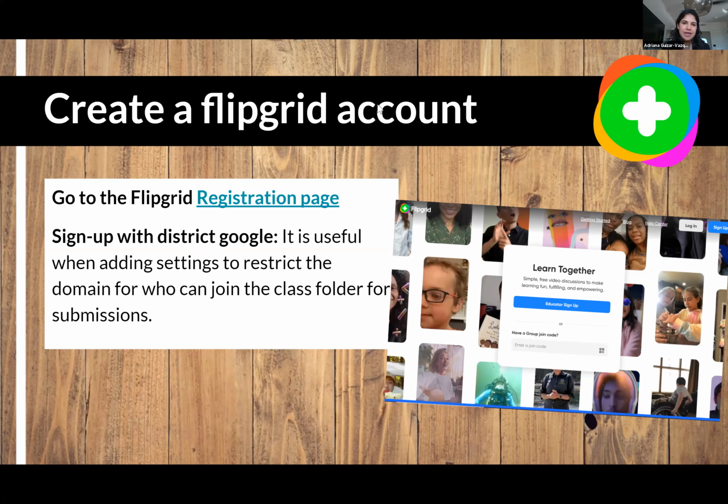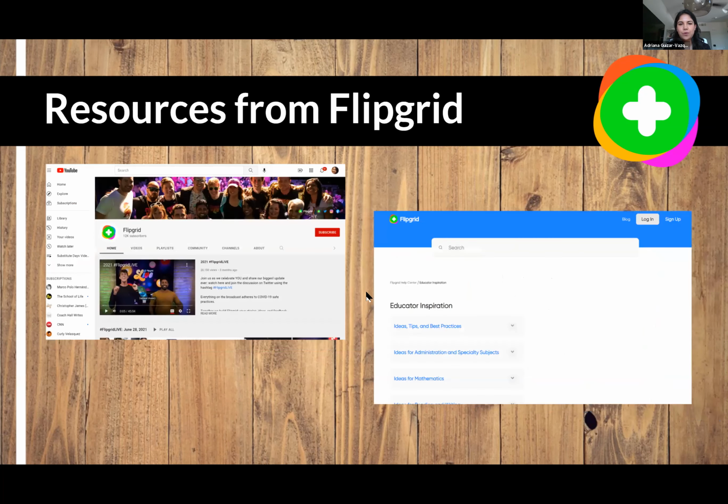And again, in that resource I just shared with you, you have the registration page, and you have a few other resources for using this with different types of projects. They have a YouTube page where you can watch videos and tutorials for how to use this. And they also have a Flipgrid blog where you can, again, look at ideas for different subject areas, best practices.